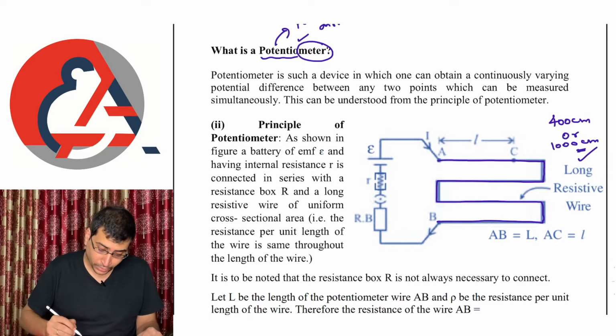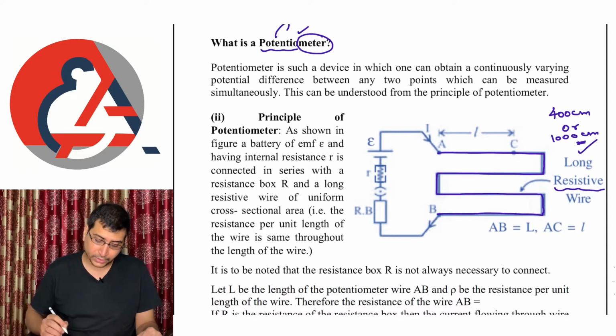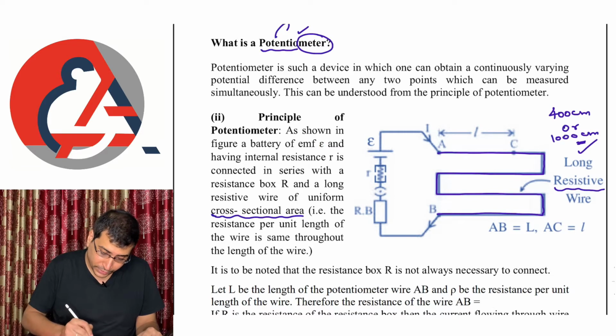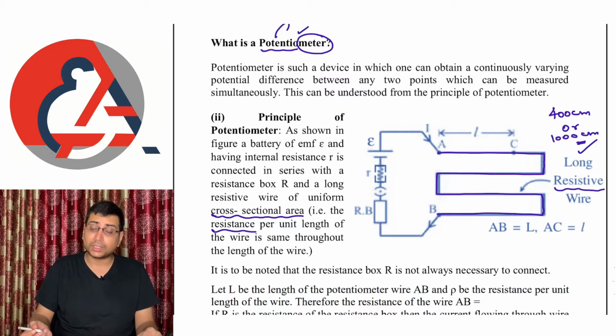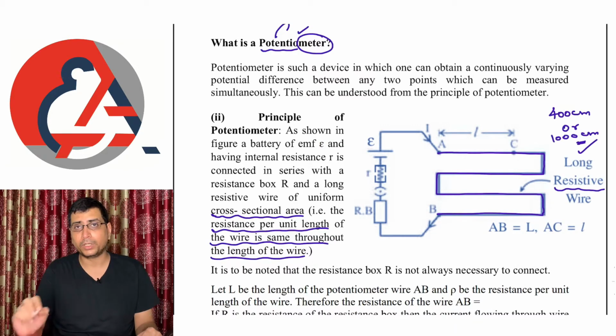Now see, with respect to this wire, it is a resistive wire which has a uniform cross sectional area, that is, the resistance per unit length of the wire is the same throughout the length. So this is the important point to be noted here.